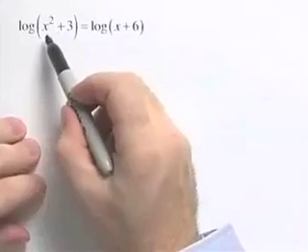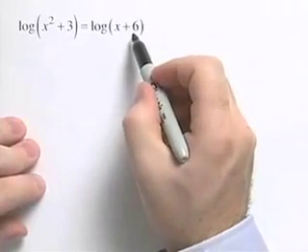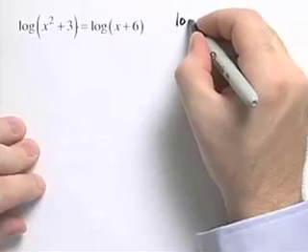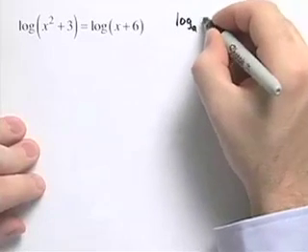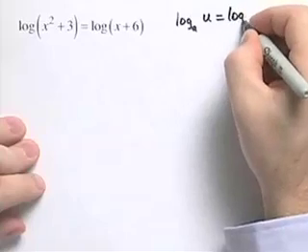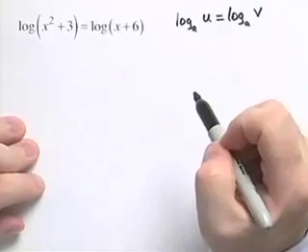For this problem, we're going to solve a logarithmic equation. Here we have log base 10 of x squared plus 3 equals log base 10 of x plus 6. We need to recall that if we have logs with the same base on both sides, log base a of u equals log base a of v, then we can set the insides of the logarithms equal to each other.